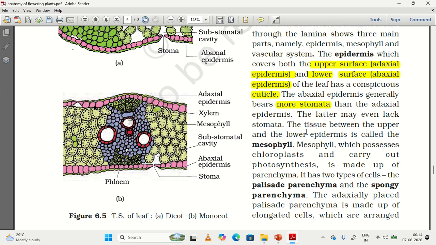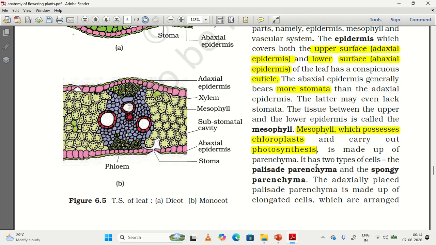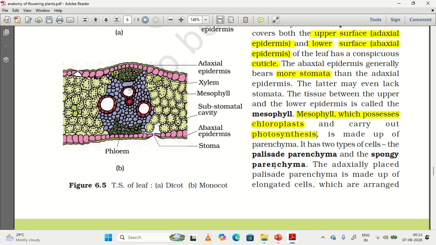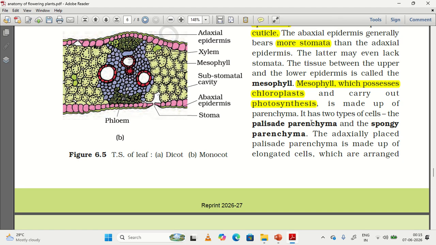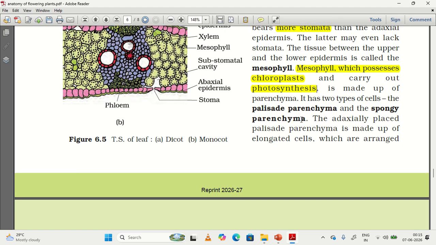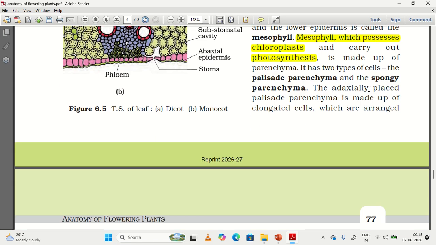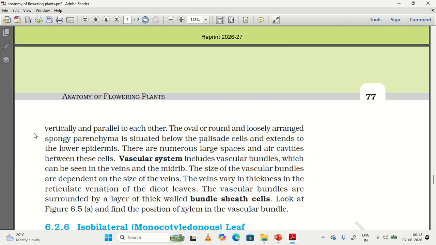The tissue which is present between the upper and the lower epidermis, we call it mesophyll, and the mesophyll possesses chloroplasts. So they help in a very important process, which is photosynthesis, and it is made up of two types of parenchyma. One is the palisade parenchyma and the other is the spongy parenchyma. Adaxially present palisade parenchyma is elongated and arranged parallel to each other. Means the upper epidermis has the palisade parenchyma.